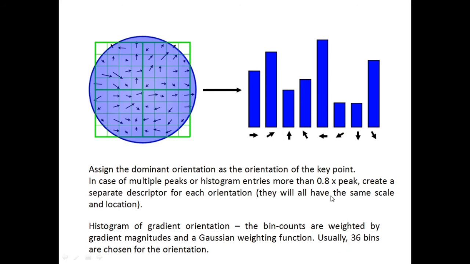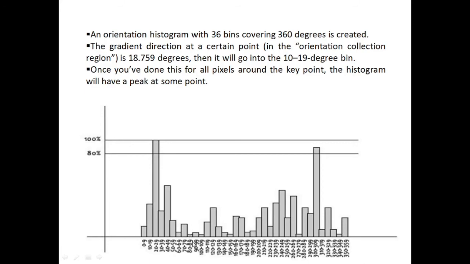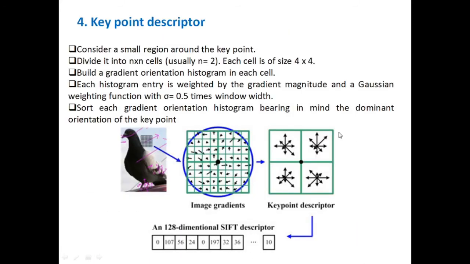Usually I have said here that of course we have taken 8 bins into consideration, but generally in practice we need to consider 36 bins. So usually 36 bins are chosen for the orientation. So in this manner it happens. Now the last thing we are left with is determining the descriptors for each and every key point.